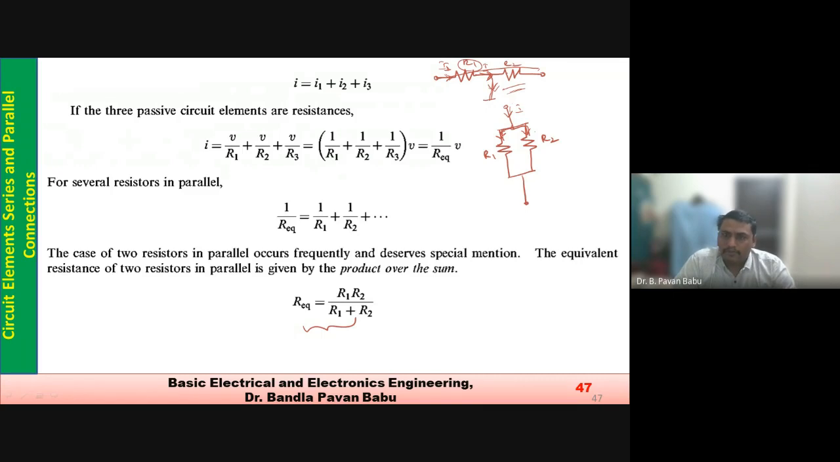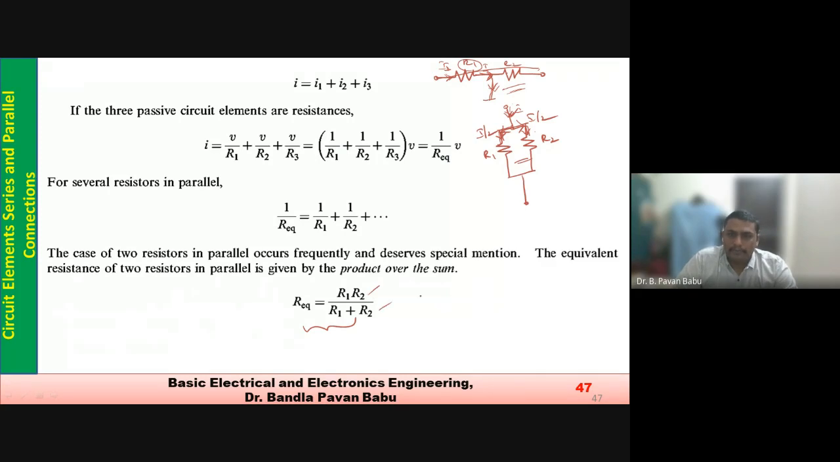And what about the parallel connection? This is the main current, and for these two elements the current is split into two halves. Let this be I by 2 and this be I by 2. This is called a parallel connection. For resistors connected in parallel, what is the equivalent? R1 R2 by R1 plus R2.